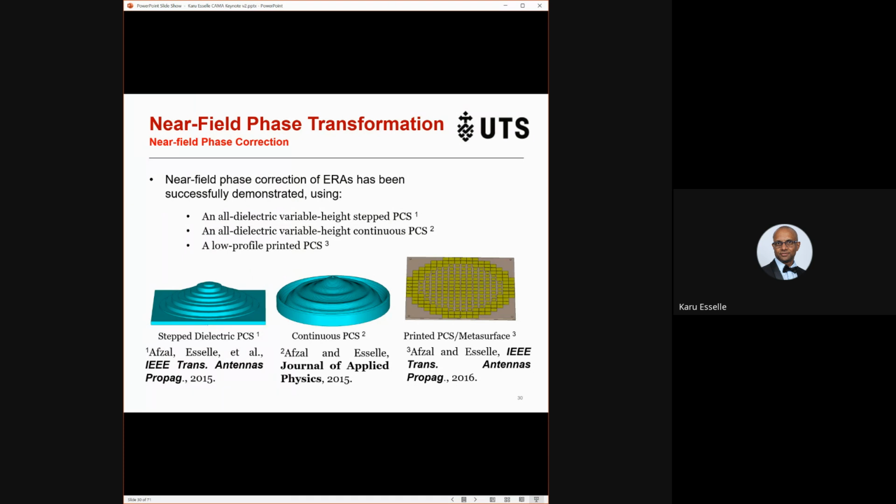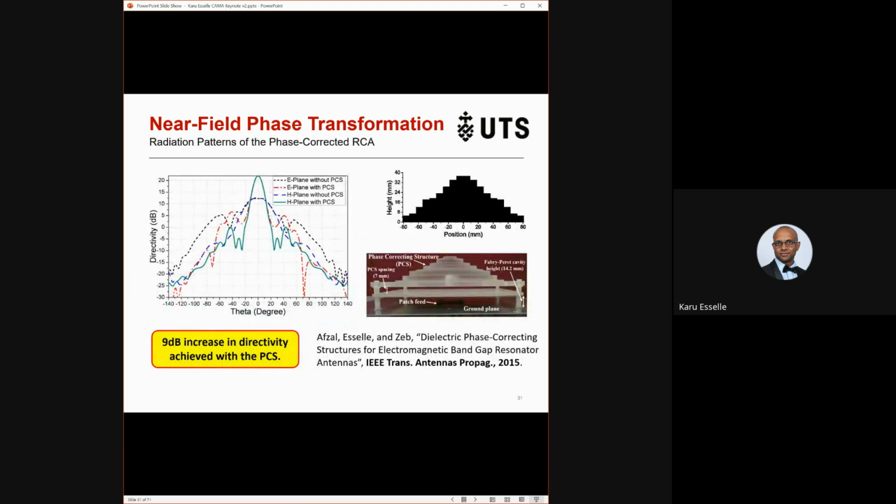But both of these methods using dielectric to do it are bulky and not very exciting. So later we made a metasurface, or a printed phase correction structure, that mimics this, that behaves exactly like this. But this is a very thin, planar, printed circuit board, or now we call it metasurface. So let's see how we design this.